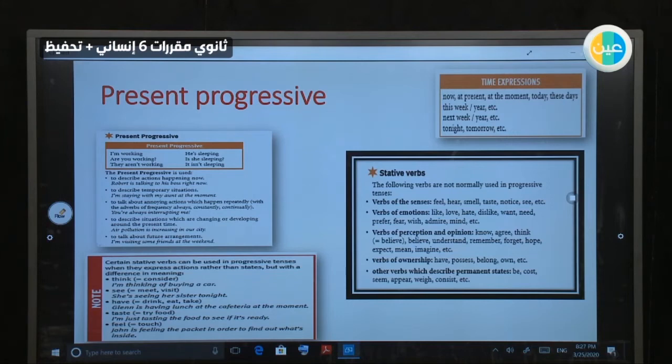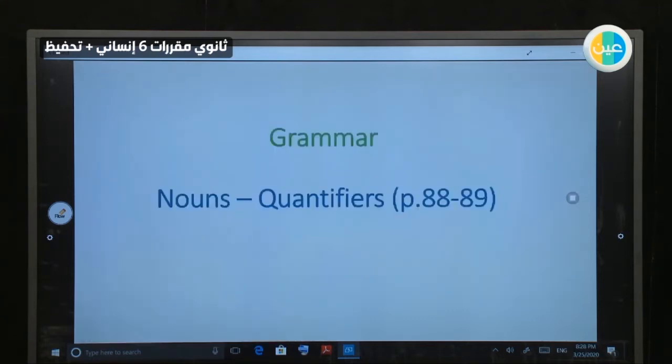Taste. Taste when you try food. Try the food. I'm just tasting the food. So here it can be progressive. Feel when it means touch, not the sense, real touch. So John is feeling the packet in order to find out what's inside. He is touching it, trying to feel what is inside. Okay? So these are the present simple and present progressive, and the difference between both of them.